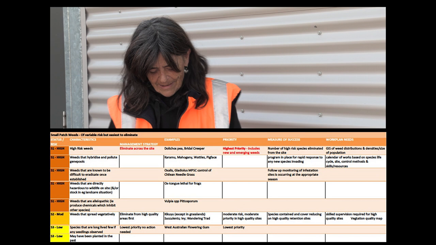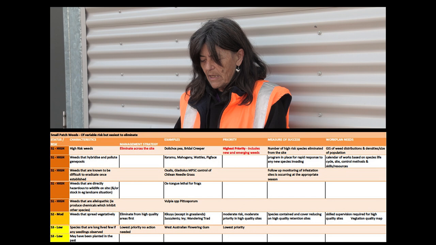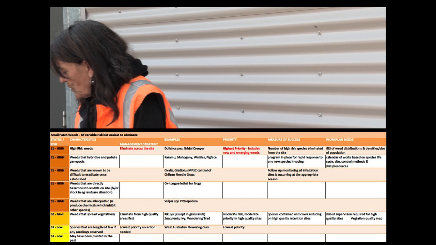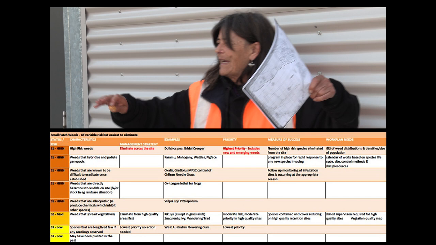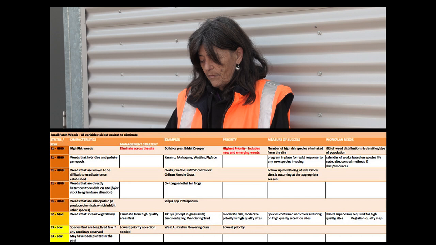So that's just a way of grouping them. Now with the S1 small patch high risk weeds, that's the highest priority, eliminated across the site, and it includes all the new and emerging weeds. And you can look at that at the layer of your reserve, or at the layer of the island, or at the layer of the state. So that's your weed species prioritisation, okay?